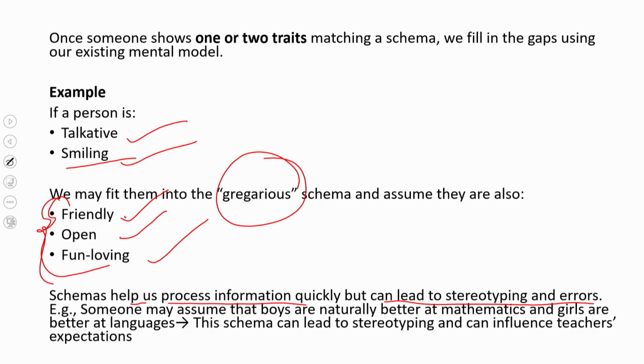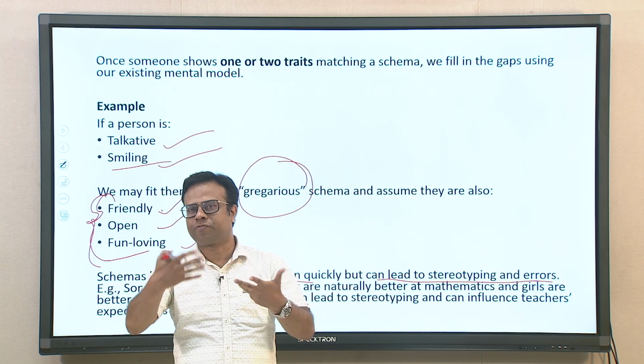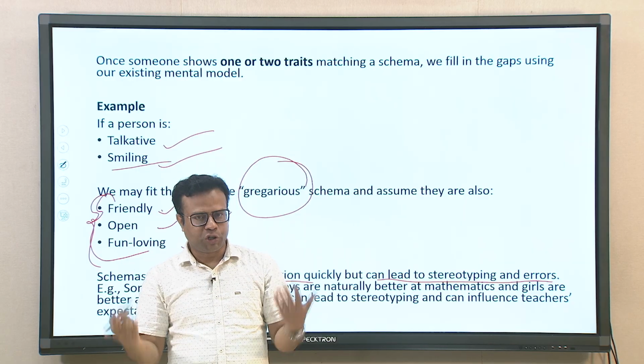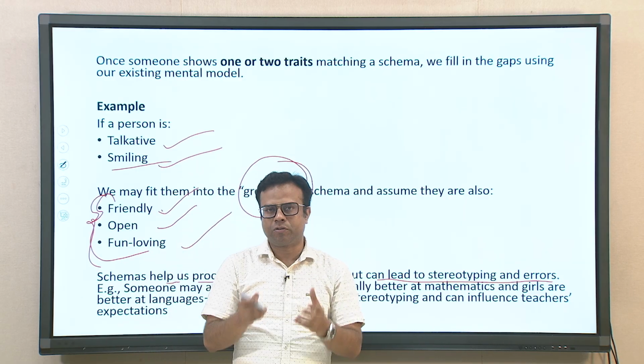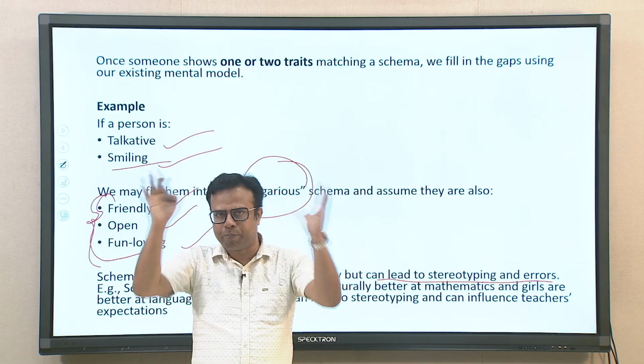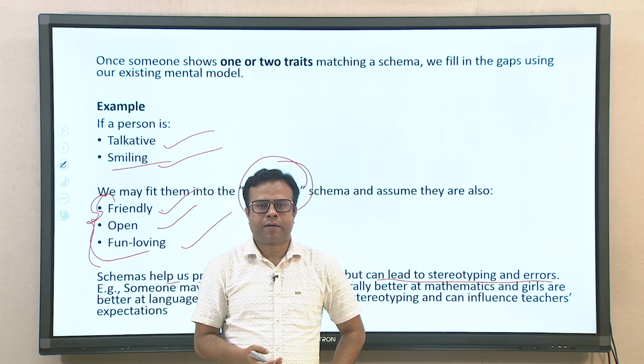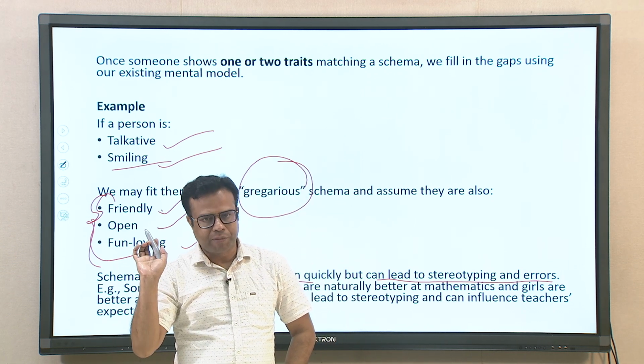So, what we are doing, basically, is using a mental framework based on a few characteristics. You are filling the gaps, adding other characteristics and assuming that others will follow, which may not be true in real life. It helps you to quickly get an impression of the person. That is why most people use it, but it can also lead to stereotypes and errors.